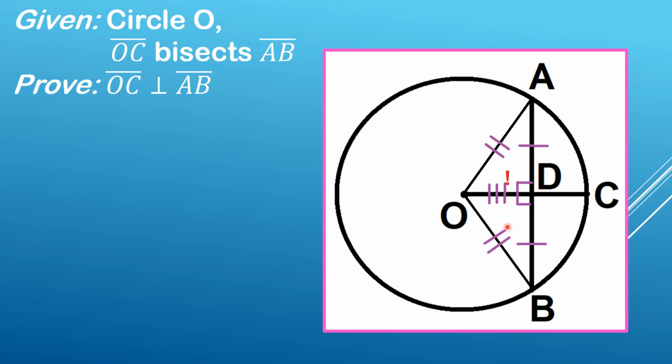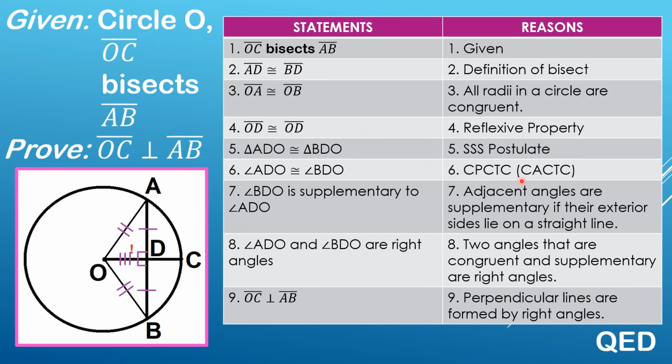So notice that we have three parts already. That means we can prove that these two triangles are congruent by the SSS postulate. And these angles are congruent by CPCTC. And these angles, being congruent and by the concept of supplementary angles, should be right angles. So let's have the formal proof.